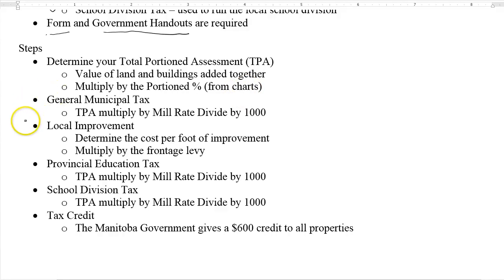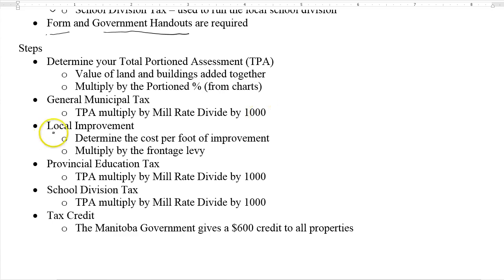Next thing is one of our first of our four types of taxes, the general municipal tax. Well, we take the TPA, which we just calculated, and we multiply that by the general municipal mill rate. And again, this will be determined by the municipal government. So it's a straight multiplication, and then we want to divide by 1,000. Remember last lesson when we had to multiply by 1,000 to get a mill rate? Well, now we're taking that 1,000 out by dividing.